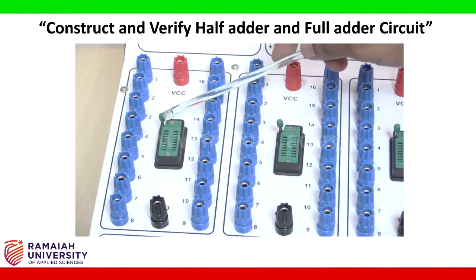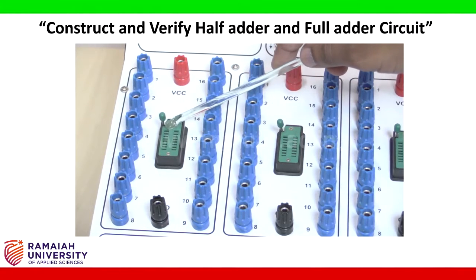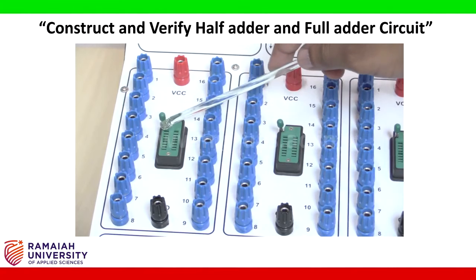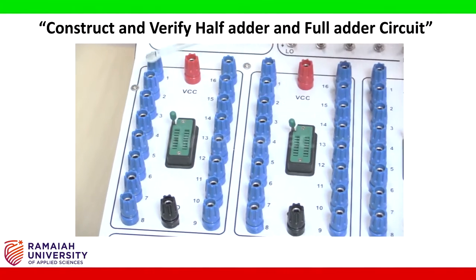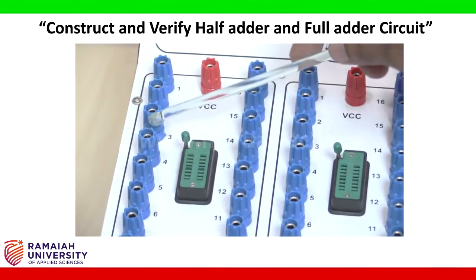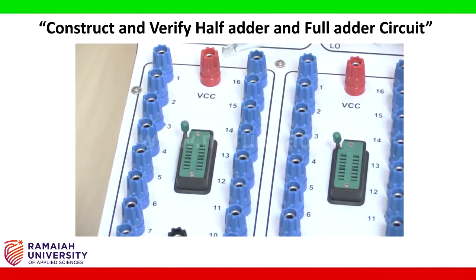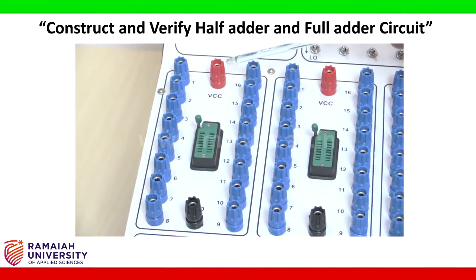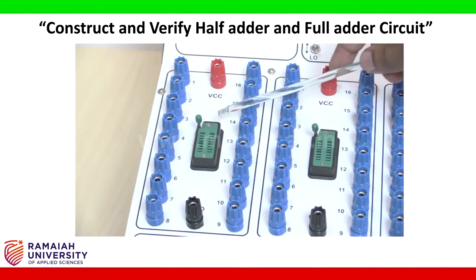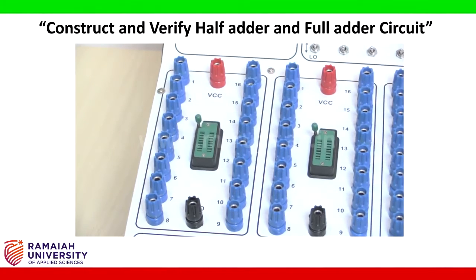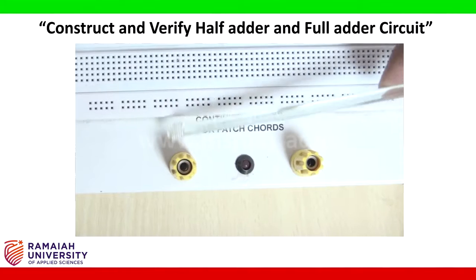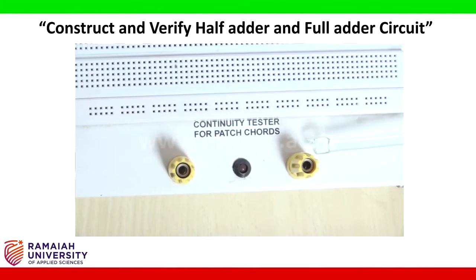For example, the first slot is internally connected to the knob number 1, and the second slot is connected to the knob number 2, and it continues in the same way. And also you can see the red color knob and black color knob at every IC base which are used to power up the IC. And here at the bottom you can see two knobs which are there to check the continuity of the patch cords.